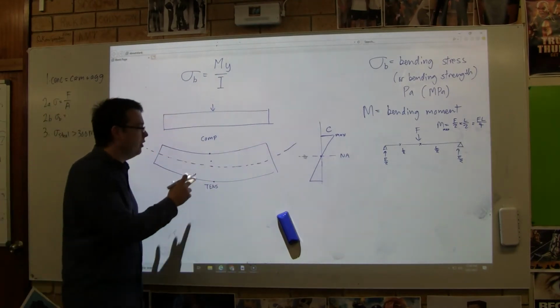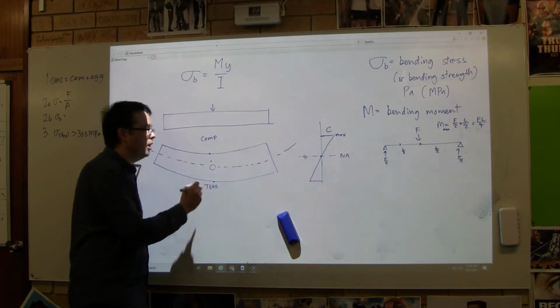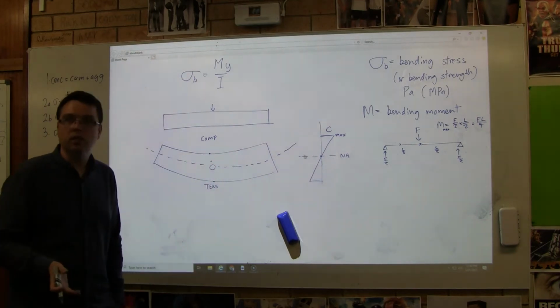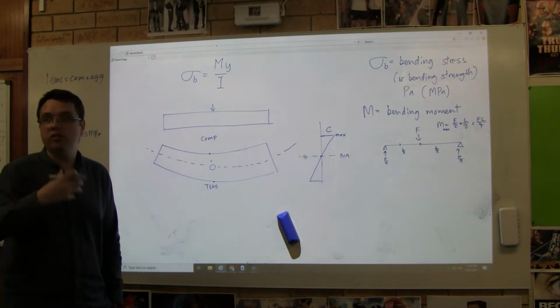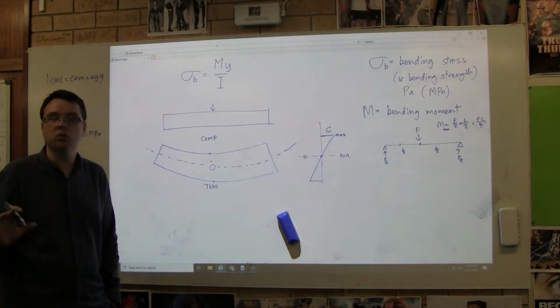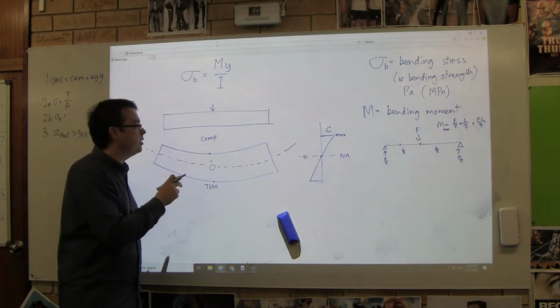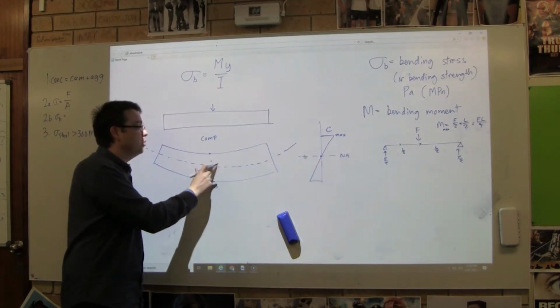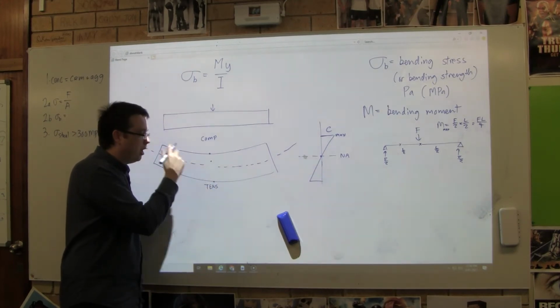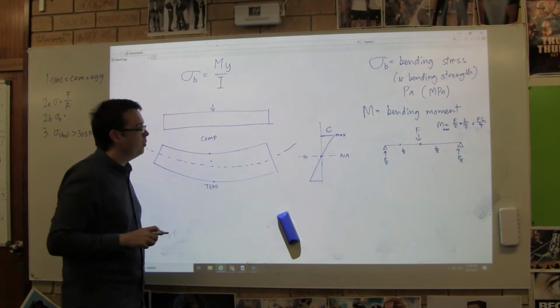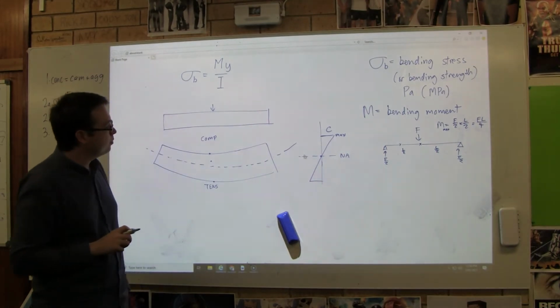It means you can actually, if you want, drill holes in here without really affecting the bending strength. You might affect other strengths. You might affect the compression. You might affect other things. But tension's probably the bigger concern actually. Assuming you're going to fill in the hole.